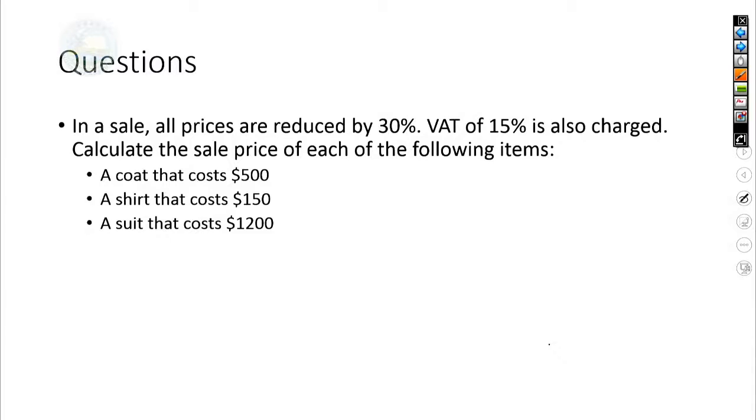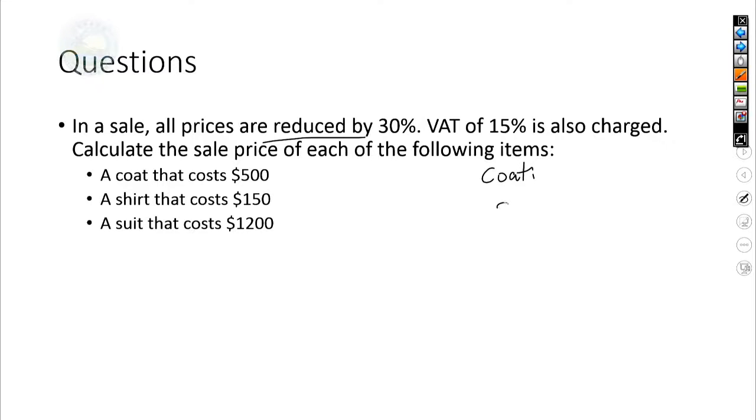In a sale, all prices are reduced by 30%. VAT of 15% is also charged. Calculate the selling price or the sale price of each of the following items. All right? How much is it going to cost someone to buy it? Well, we're told all prices are reduced. So you're talking about a markdown or a discount, right? We're reducing our prices by 30%. So the first thing we have to find is what the price is going to be when this 30% is taken off. So when it comes to the quote, let's look at the quote.